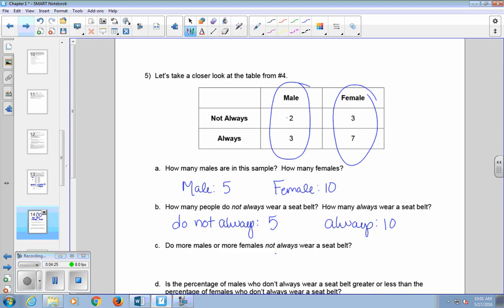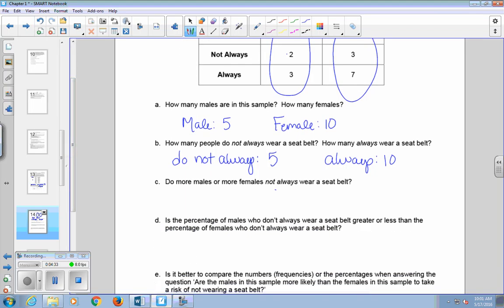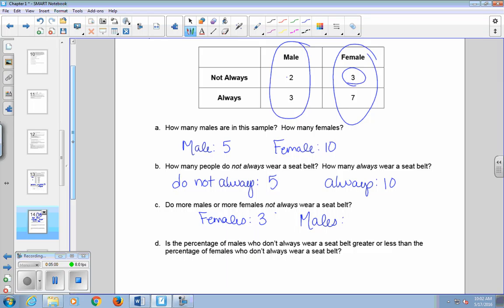So do more males or females not always wear a seatbelt? So the number of females that do not always wear a seatbelt, we can see up here in this square. That's the females that do not always, that's 3. And males that do not always wear a seatbelt, we can see here is 2. So more females do not always wear a seatbelt.